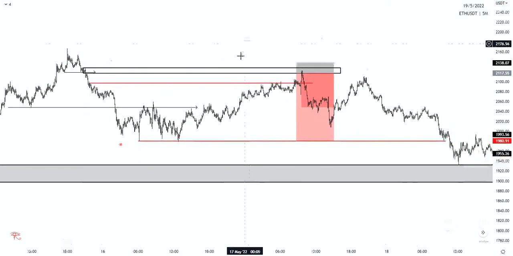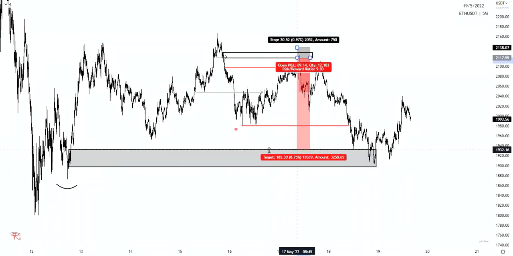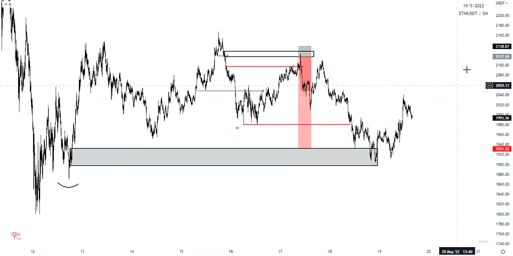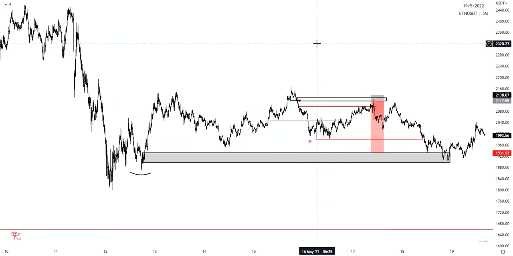Look to take it to either the liquidity, or like we did, we took it to the hourly unmitigated demand, right? That was a discount of this entire move. So let's say we were looking to take longs, right? This is a good little rule for take profits as far as something simple to understand, right?